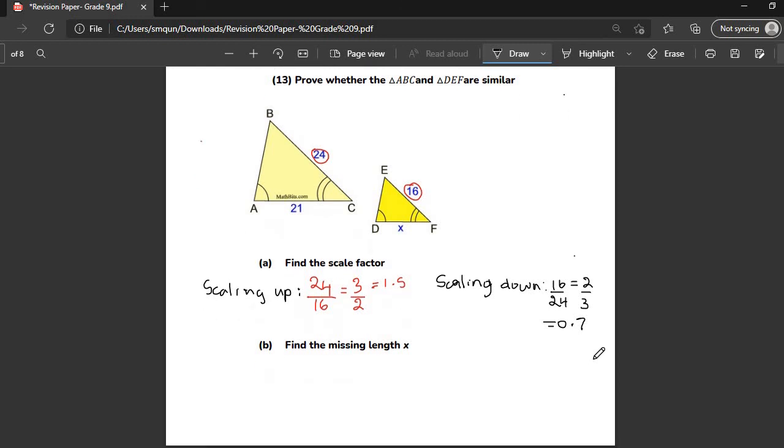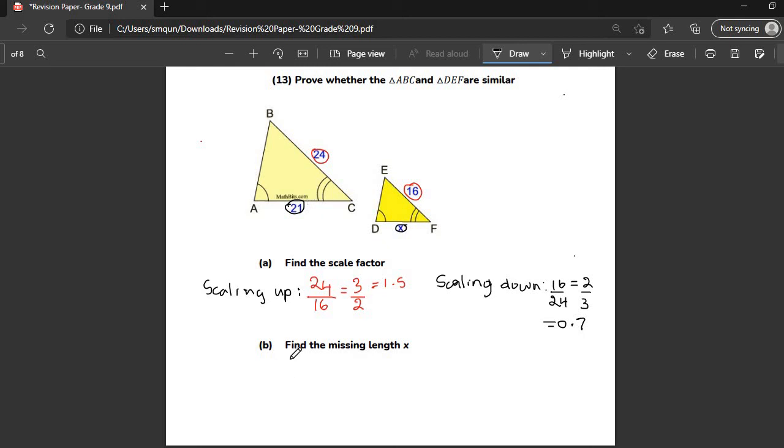Okay, the next question says, find the missing length. To find the missing length, which is x, we're going to need to decide which scale factor we use. Now, we want to find the corresponding side in the smaller triangle. That means we're scaling down. So we're going to multiply the known corresponding side, which is 21. So 21 and x correspond. To find the unknown corresponding side, we're going to multiply the known corresponding side by the scaling down scale factor.